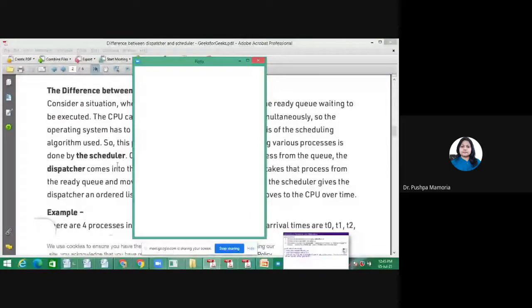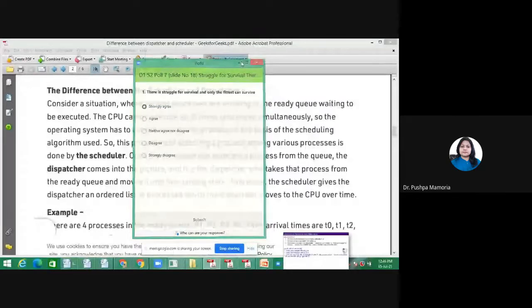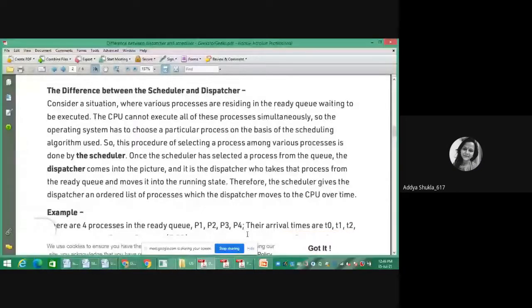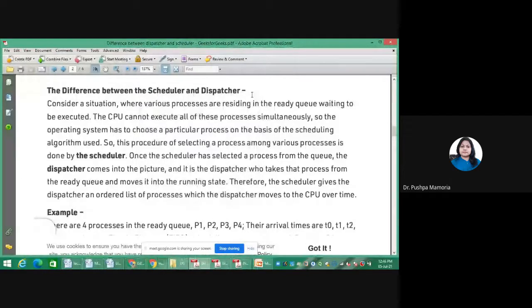This is clear? Yes, ma'am. I hope this is clear to everyone. Is this still visible? Clear?